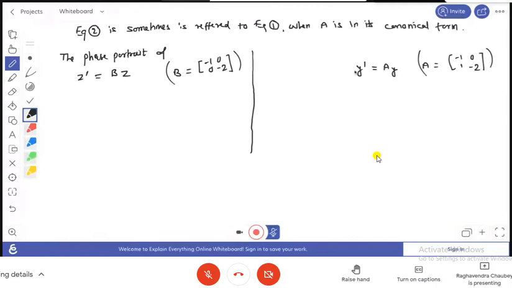Okay, so on the previous page you defined these two systems of equations. So here, in this form, when this is in canonical form, what is your variable?